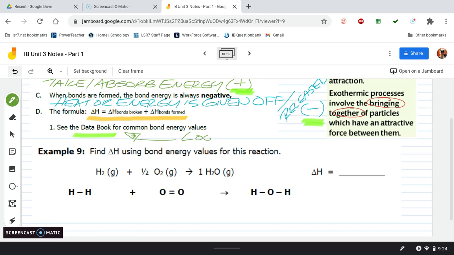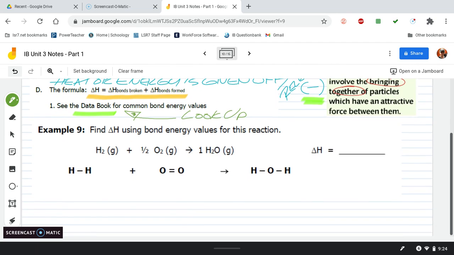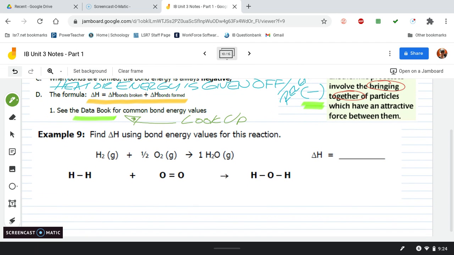Now, I don't always have you use it because a lot of times I give you those pieces of data in the problem. But in this particular situation, we are going to use the data book. And so I think on the test, I either give these to you, I give you the data booklet, or like I said, they're provided in the test.